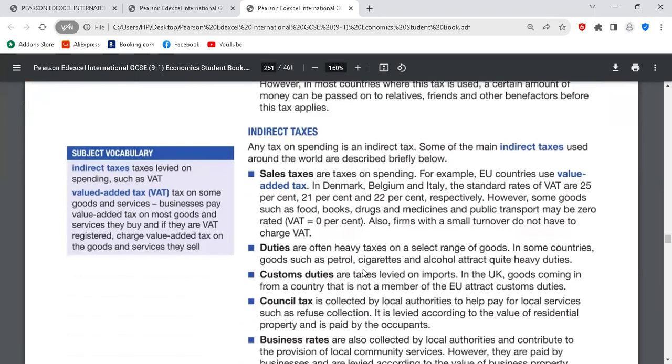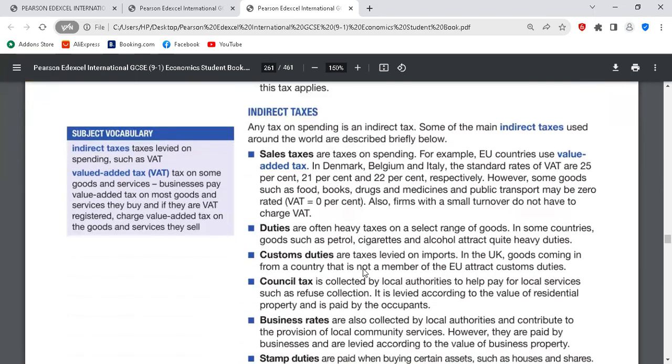We go to indirect taxes. Indirect taxes are taxes on consumption. Are you with me? Taxes on consumption. So any tax on spending is an indirect tax. Now spending is consumption too. I think you know. So spending is indirect tax. Yeah, taxes on consumption, like consuming.